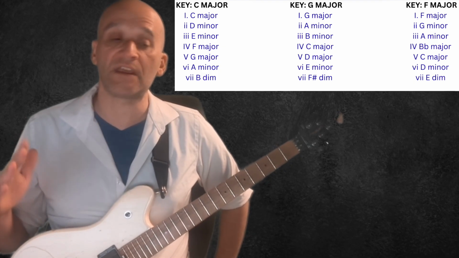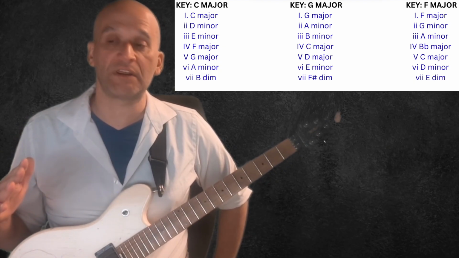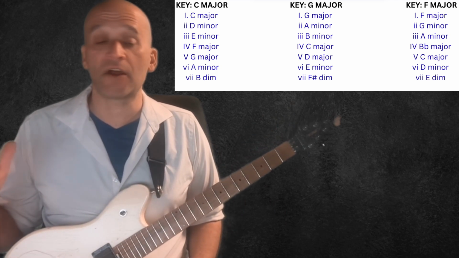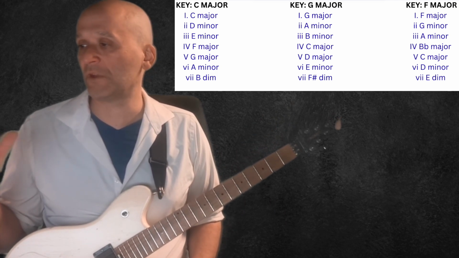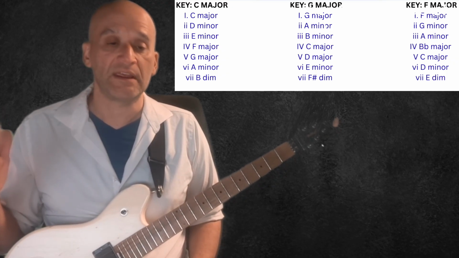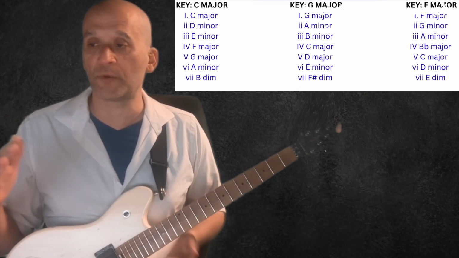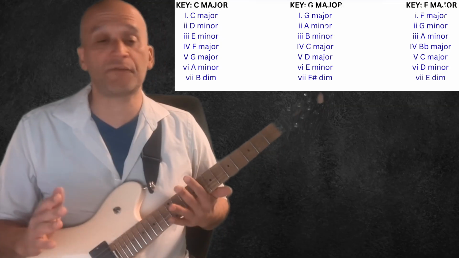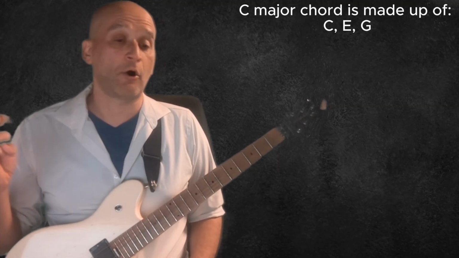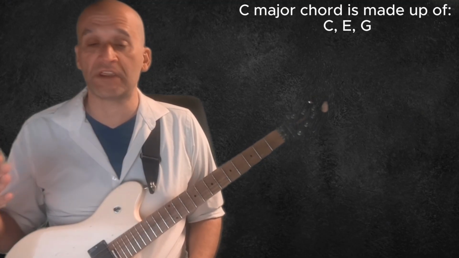It's the 1 of C, it's the 4 of G, and it's the 5 of F. So we can quickly realize that one thing that all 3 of those keys have in common is a C major chord contained within. That means also, if you look at the notes of a C major chord, it's C, E, and G. All 3 notes appear in all 3 keys.